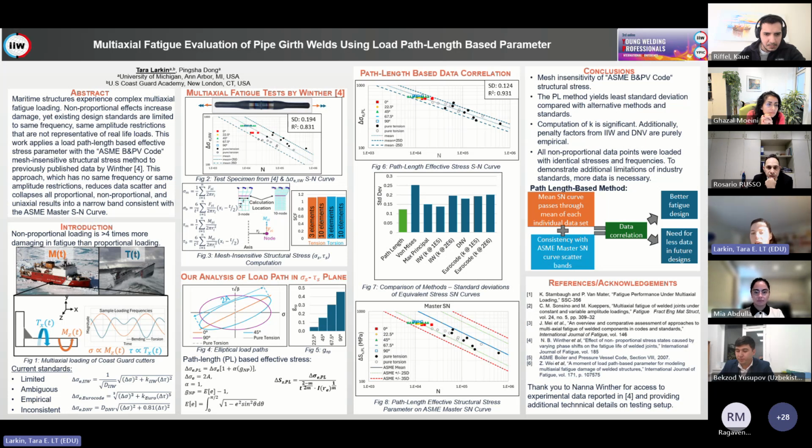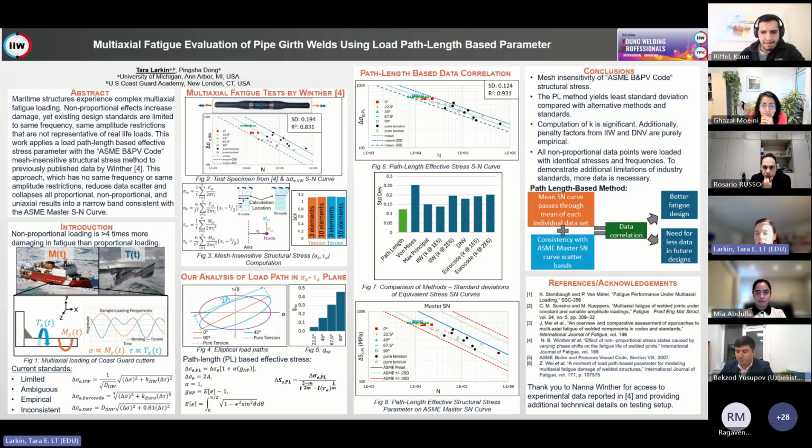Key findings include a path length effective stress SN curve, that's figure 6, yields a mean curve that passes through the mean of each individual data set, the pure tension, pure torsion, proportional, and all non-proportional angles, which is significantly improved data correlation than the IIW, DNV, and Eurocode interaction equations, and quantitatively less scatter.